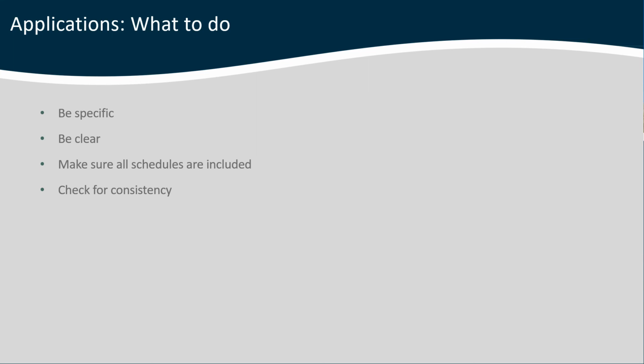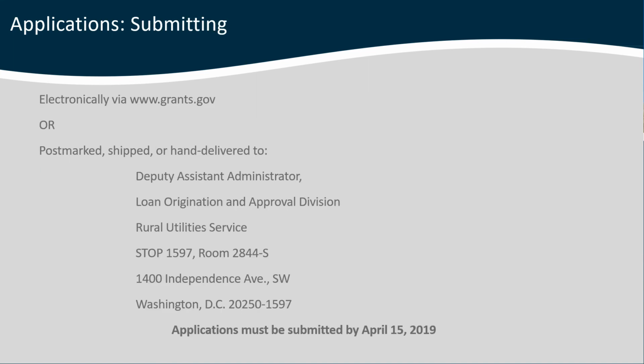And make sure to check for consistency. So the application's describing the same project, so every section should be consistent about what it's talking about. If you're going to different sections and it's bringing up different grant amounts, that's a problem.